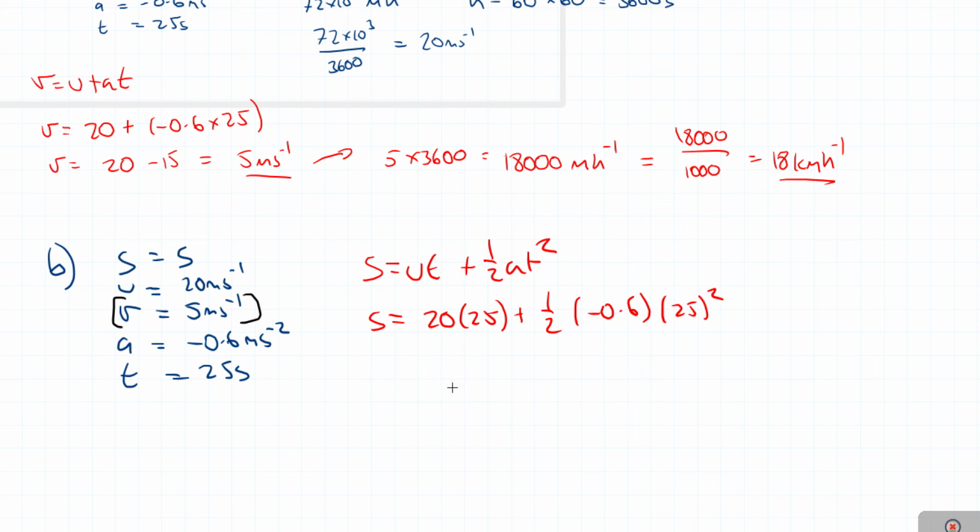From here we plug in our answer, so 20 times 25, which is equal to 500, and then it's going to be a half times minus 0.6 times 25 squared, and that gives us minus 187.5. So our final answer is 500 minus 187.5, which gives us 312.5 meters, and that is our final answer for part B.